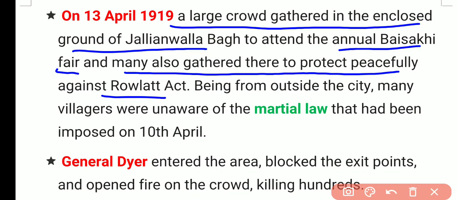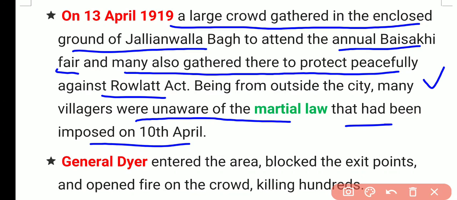Being from outside the city, because all the people who gathered there at Jallianwalla Bagh in Amritsar were outside the city, many villagers were unaware of the martial law that had been imposed on 10th April. They were not aware of the martial law that was imposed in Amritsar to control the Satyagraha against the Rowlatt Act. Impose कर दिया गया था martial law. अब ये martial law क्या है ये जान लेते हैं.